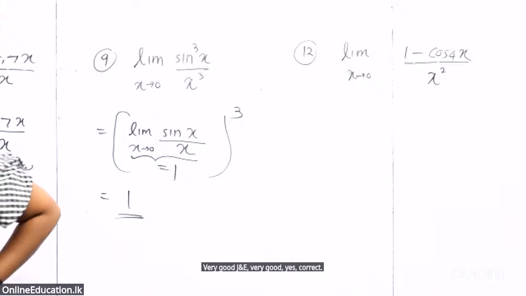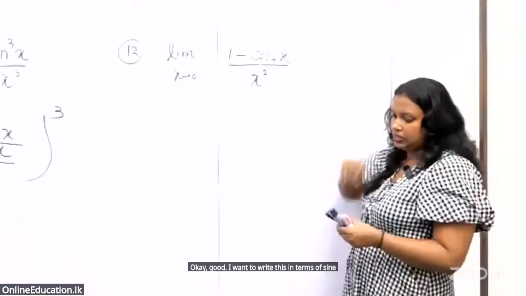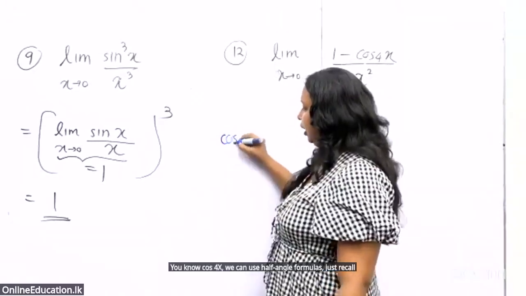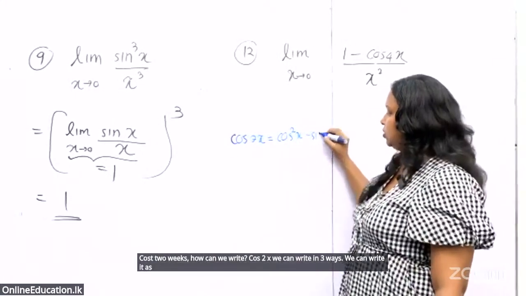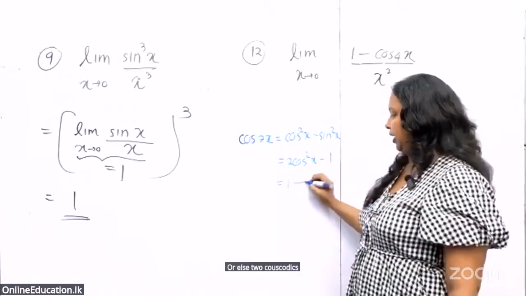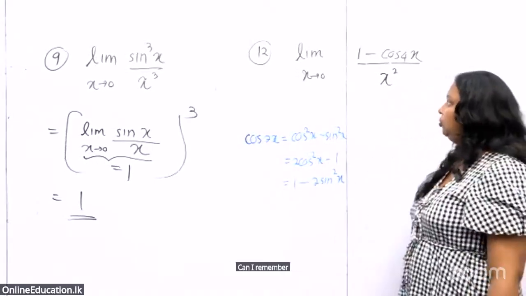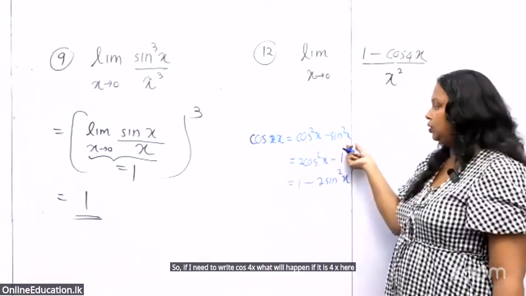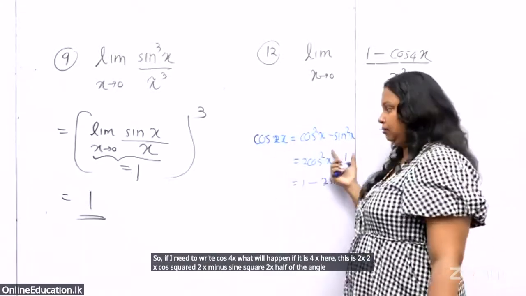Okay, good. Right. I want to write this in terms of sine. You know, for cos 4x, we can use half angle formulas. Just recall, cos 2x, how can we write? Cos 2x we can write in three ways: cos squared x minus sin squared x, or 2 cos squared x minus 1, or 1 minus 2 sin squared x. Can you remember? So if I need to write cos 4x, with 4x here, this is 2x: cos squared 2x minus sin squared 2x. However, we have to write using half of the angle.